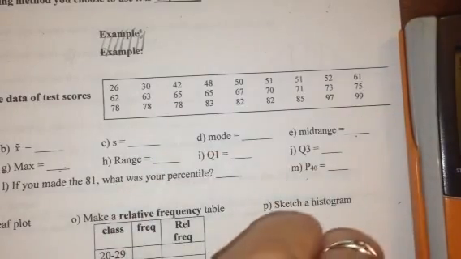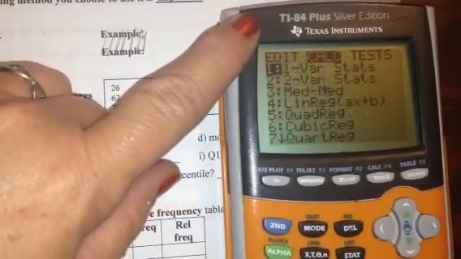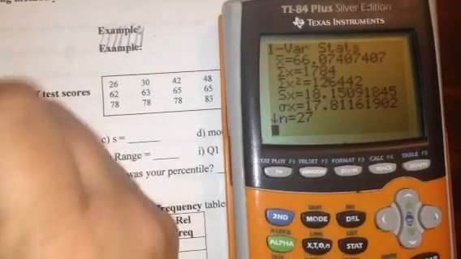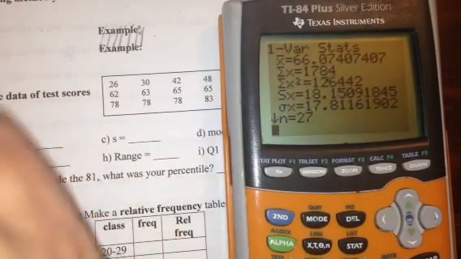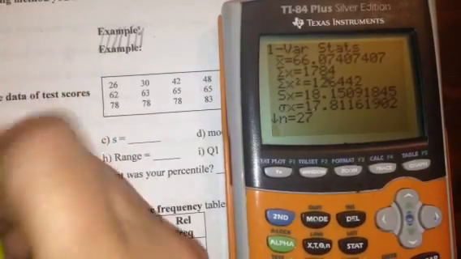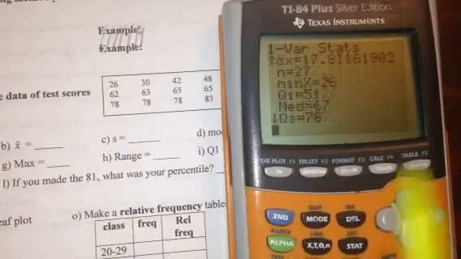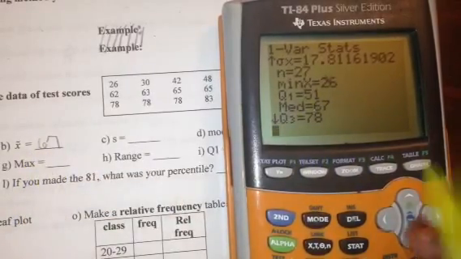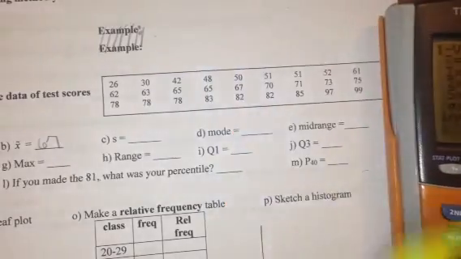Okay, so then I'm going to use Stat Calc 1. My data is in L1. So my mean is 66.01. My median is 67. My standard deviation is 18.2.